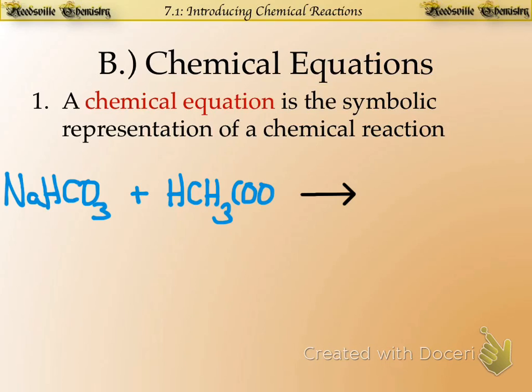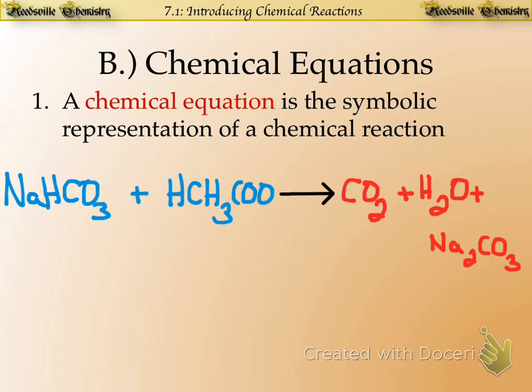I'm going to put my products in red here. So the three products that they're going to make, you're familiar with two of them. One is carbon dioxide gas. That's the gas that's evolved that gives you the bubbles. The other one is water. And then the third one, which you might not be as familiar with, is just sodium carbonate. So that looks like this: Na2CO3.